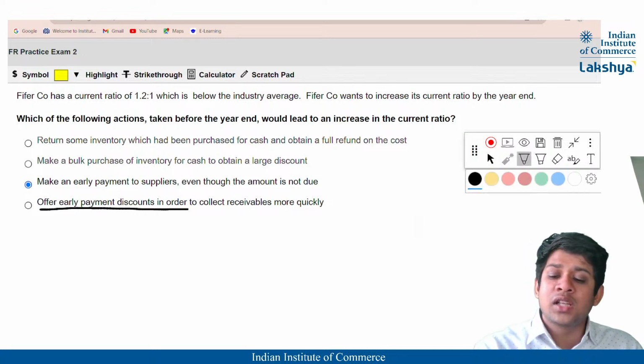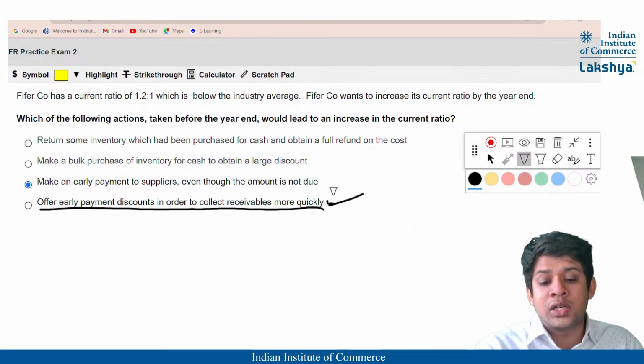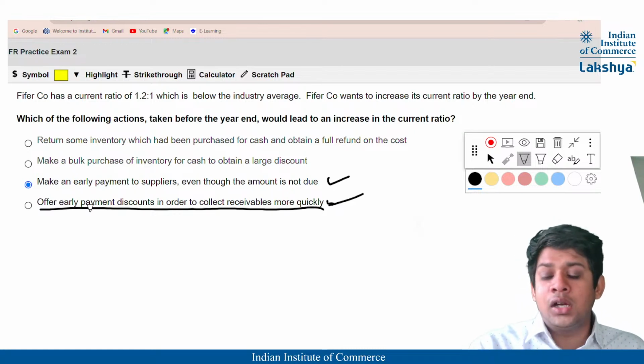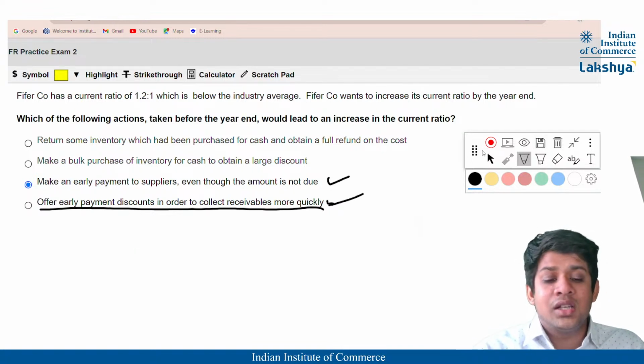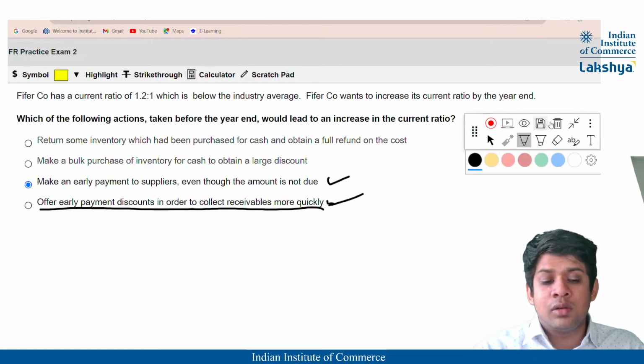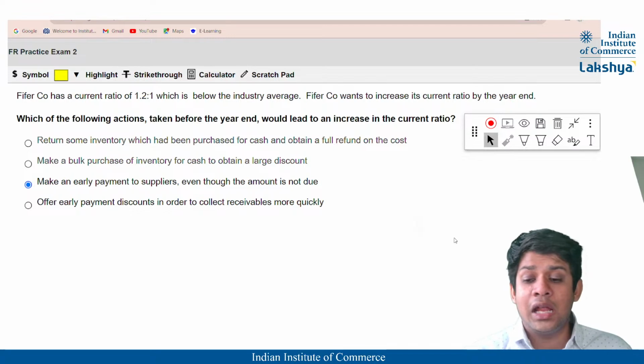Offer early payment discounts in order to collect receivables more quickly. This could also be a correct option, guys, but I think more relevant would be this, right? If I'm offering early payment discounts, I'm giving them a discount, so that much less amount will be received, so technically my current assets will also go down a little bit by the discount amount. That is the reason why this will not be the most appropriate answer. The most appropriate answer is going to be C.